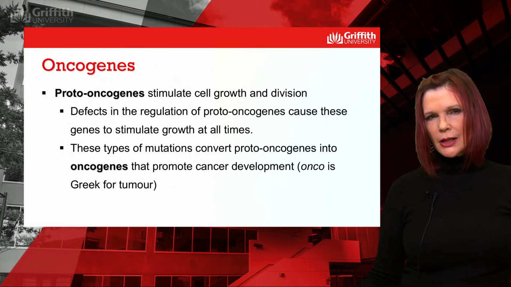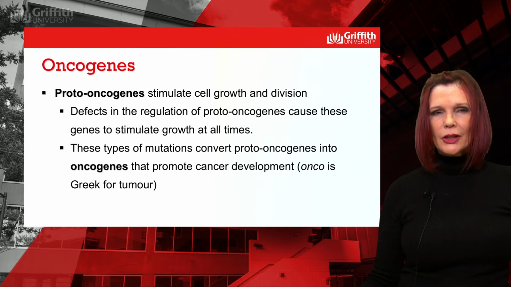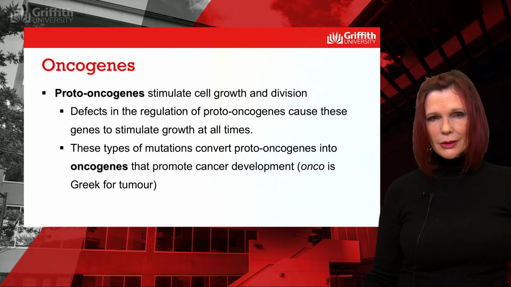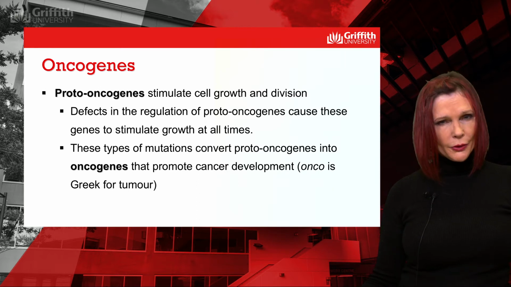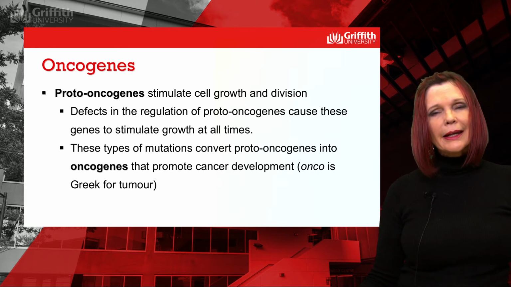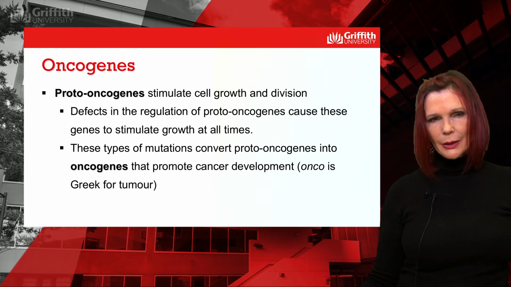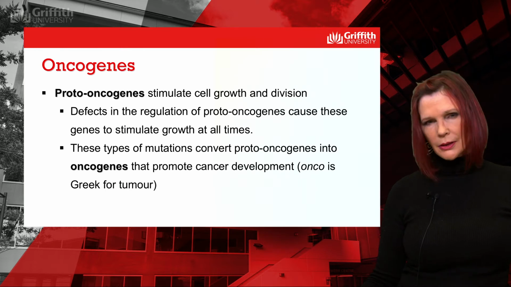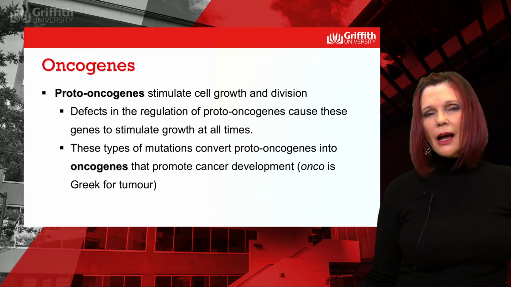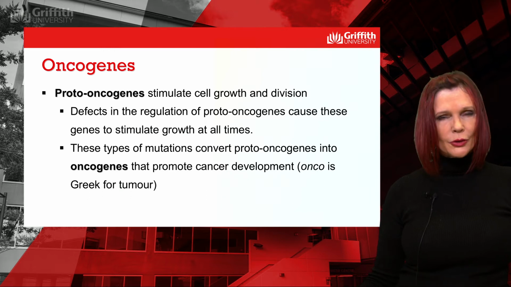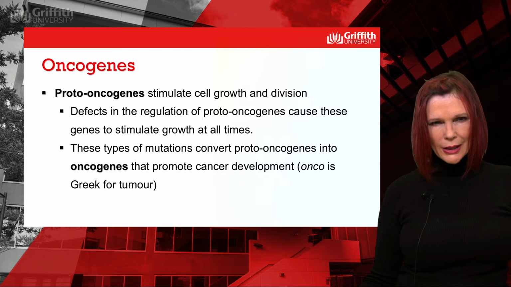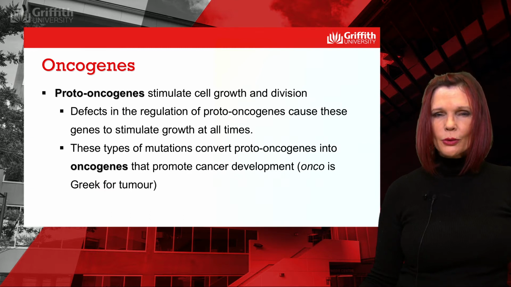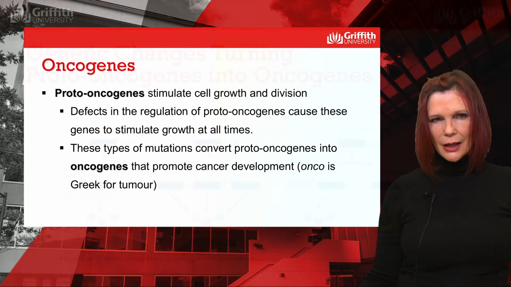While tumour suppressor genes suppress the cell cycle and therefore growth and division, proto-oncogenes code for proteins that promote cell growth and division. Proto-oncogenes include genes for growth factors, their receptors, and the intracellular molecules of signalling pathways that control the cell cycle. These genes are tightly regulated to prevent uncontrollable cell division. Defects in the regulation of proto-oncogenes cause these genes to stimulate growth by triggering the cell cycle.